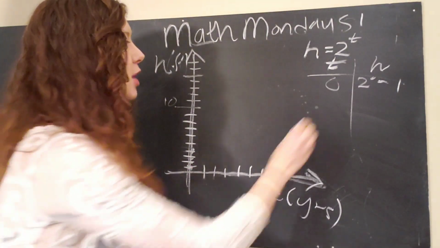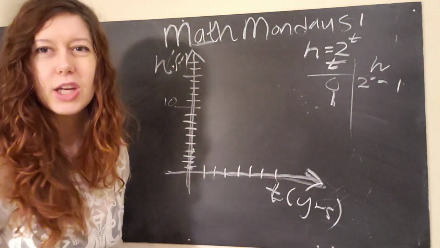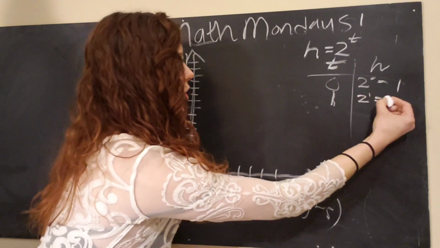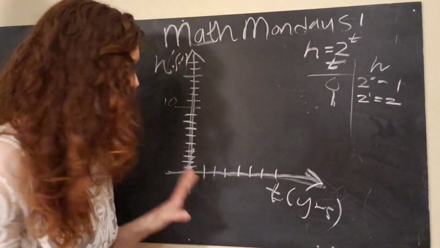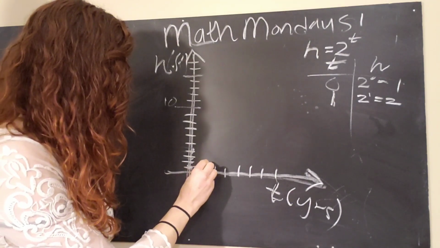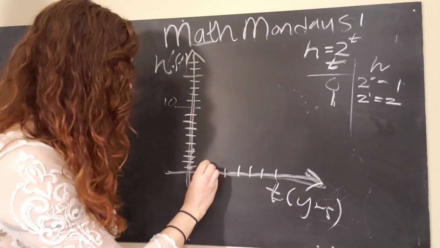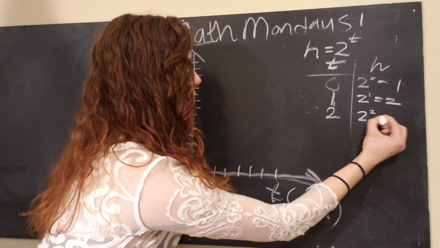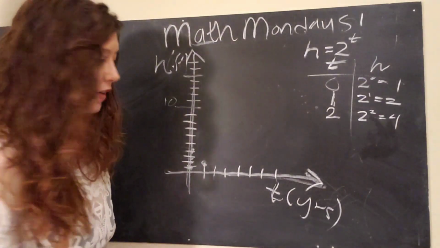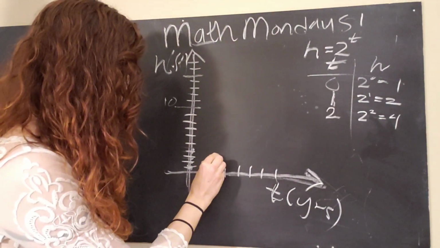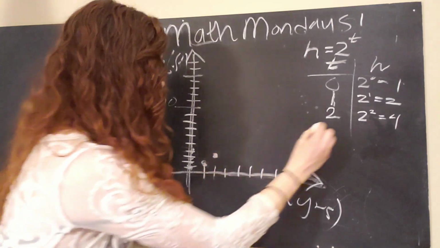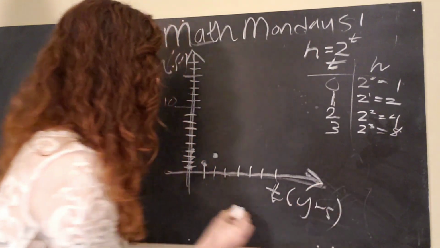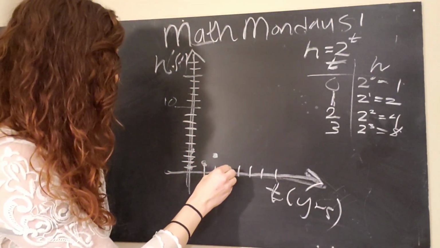Okay, so what about year 1? What happens at year 1? Well, my height is 2 to the 1st, which is just 2. Okay, nothing super wild yet. So at year 1, I am 2 feet tall. At year 2, I am 2 to the 2 feet tall, which is 4 feet tall. All right, year 3, 2 to the 3, which is 8. So at year 3, I am 8 feet tall.